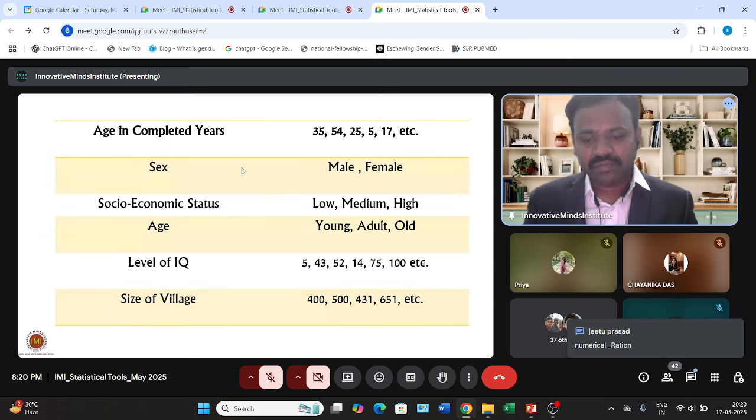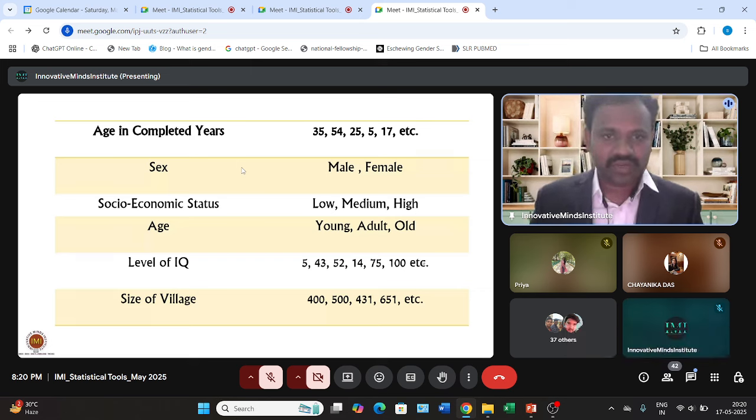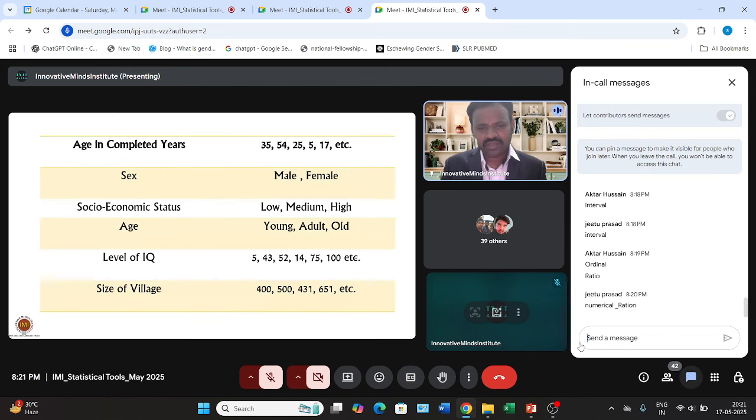So number of people who studied below 5. If you come across those kinds of questions, it can be 0. The value can be 0, right? So it depends on the cases. It can be interval also. I repeat again, size of the village can be interval also. It depends on the question we are setting. So depending on that, it will change.